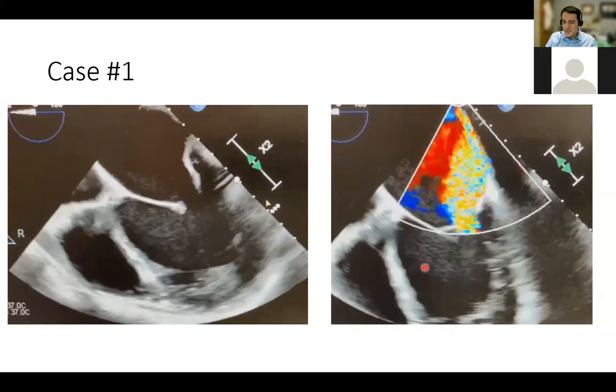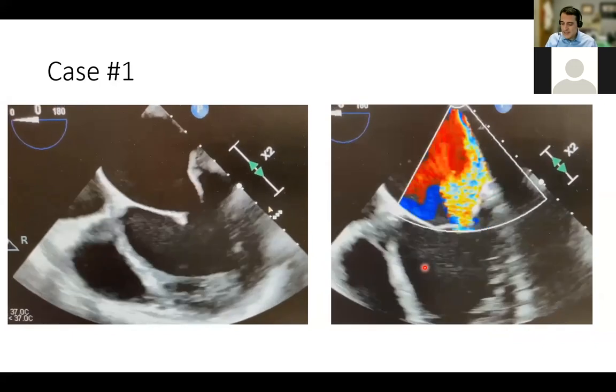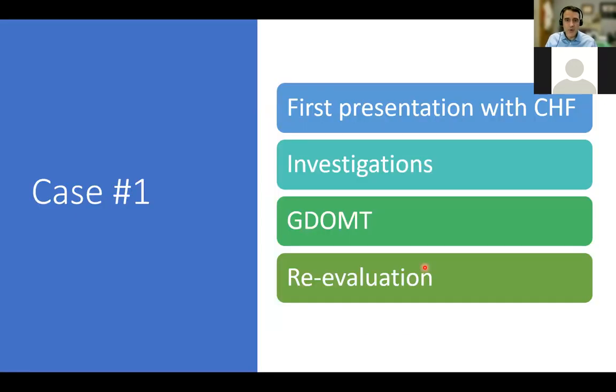For this kind of patient, and we did assess this particular patient, what's important is that this was a first presentation with heart failure. So investigation is key here in understanding the mechanisms, trying to rule out other causes for the ventricular dysfunction. There was no coronary disease in this case. This was really a dilated cardiomyopathy. So goal-directed optimal medical management is really important, and then the focus would be to reevaluate and see how they respond to medical treatment before considering intervention in that particular case.